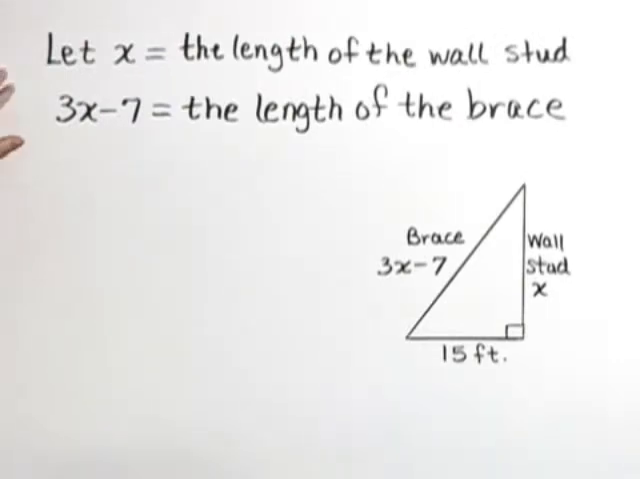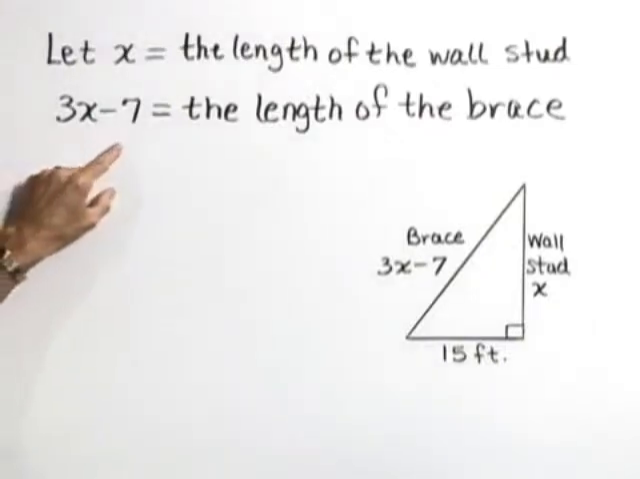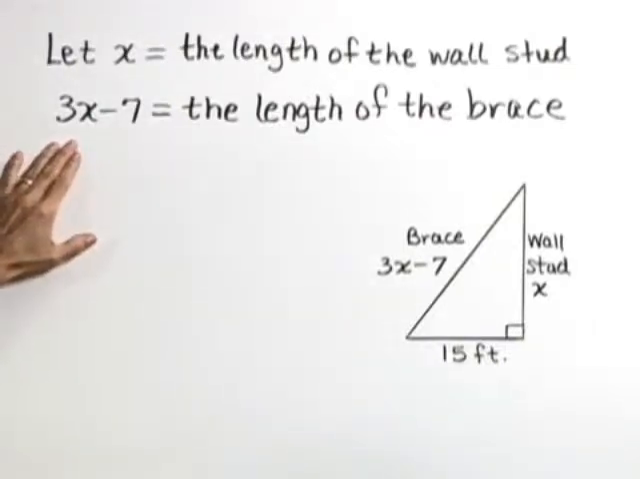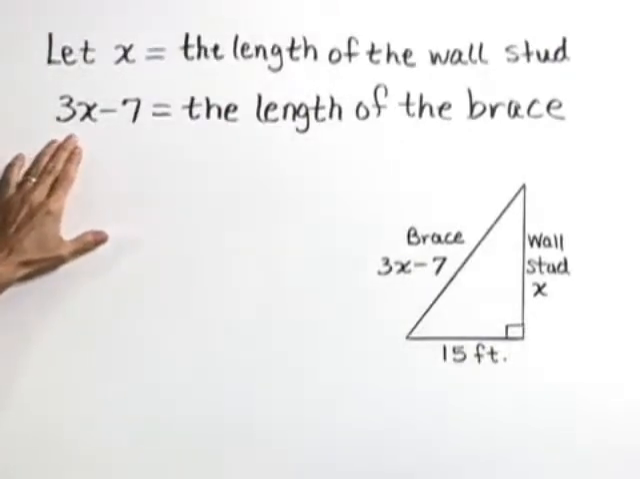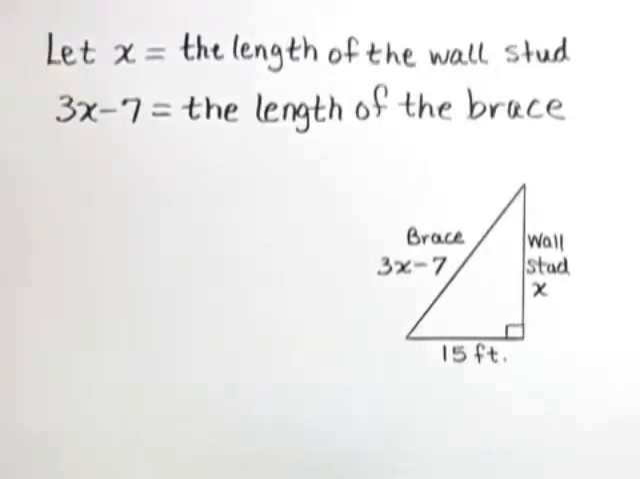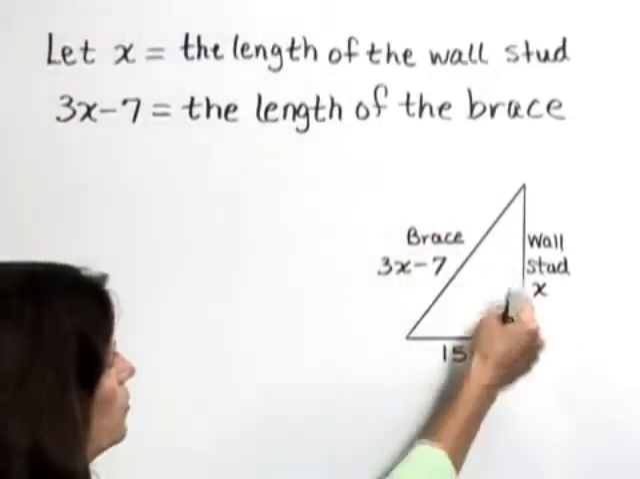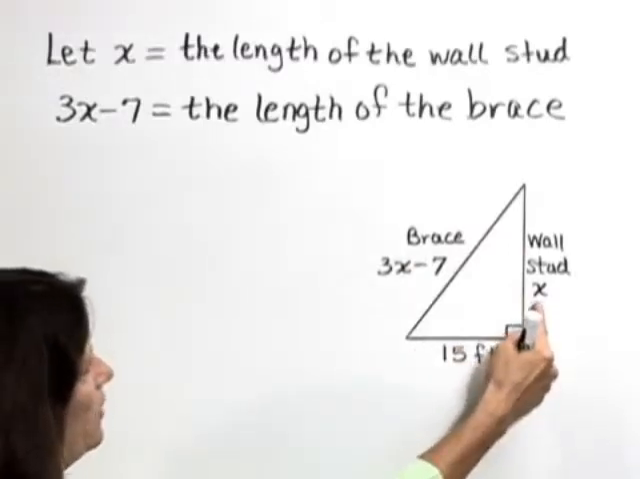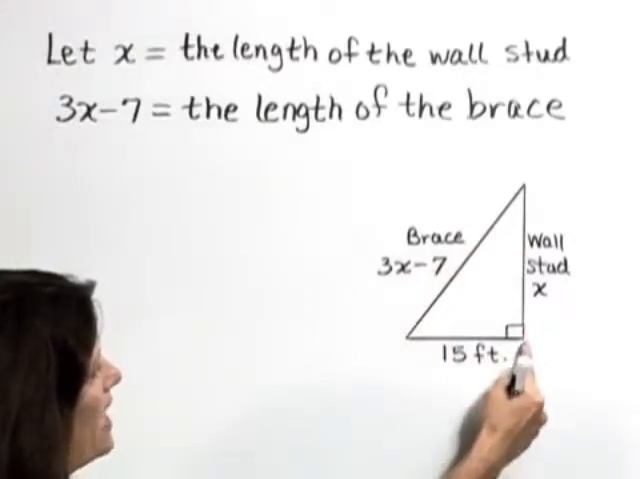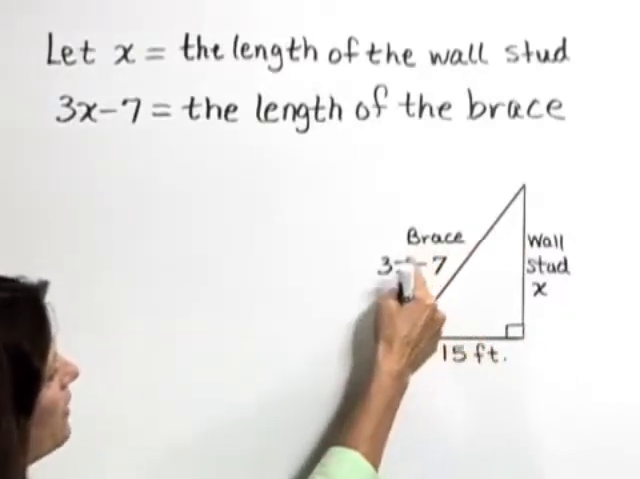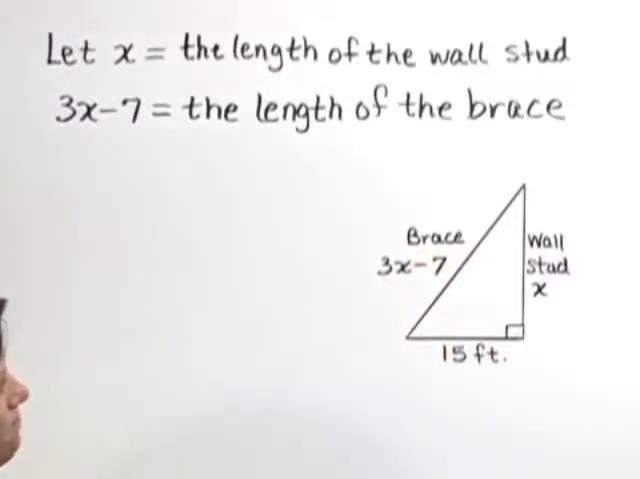We've completed step 1. We've read the problem carefully. Now let's go to step 2 and define the variables. I'm going to let x be the length of the wall stud, and 3x minus 7 equal the length of the brace, because we're told that the brace should be 7 feet less than 3 times the length of the wall stud. Now we see here a cross section, which is a right triangle, where x is the length of the wall stud. We know that this brace is anchored 15 feet away from that. And we've got the brace identified as 3x minus 7.